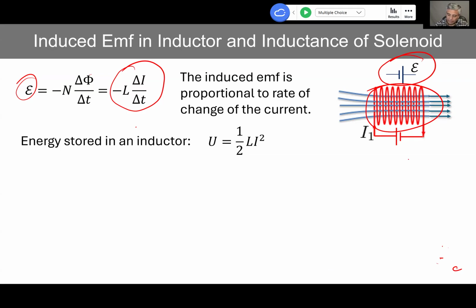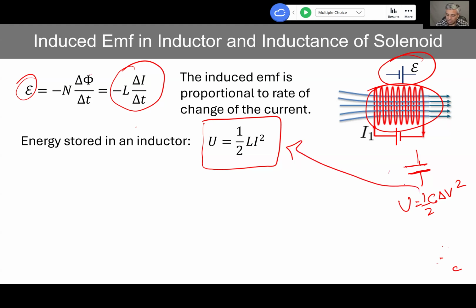And just like when we have a capacitor in a circuit, we learned that the energy stored in the capacitor was half C times delta V squared, okay? Similarly, the energy stored in an inductor turns out to be half inductance times current squared. Looks very similar. Okay, so that's the energy. And where is that energy coming from? Because of the magnetic flux.